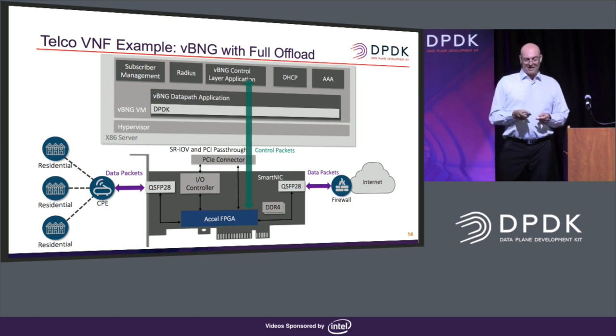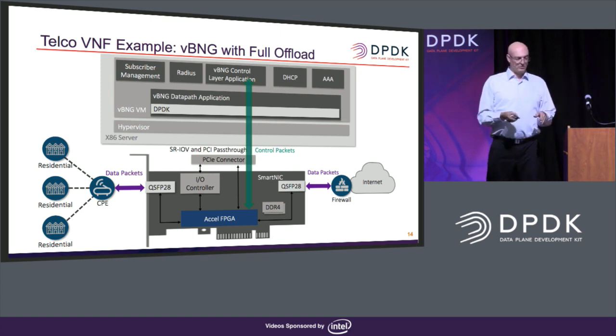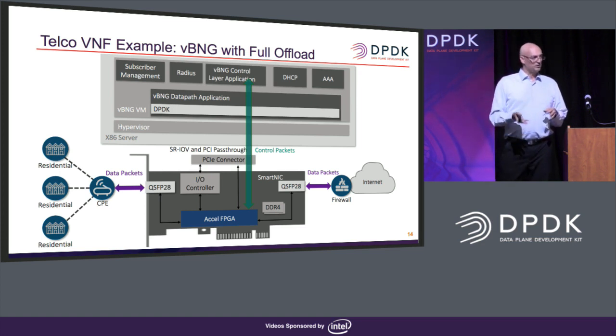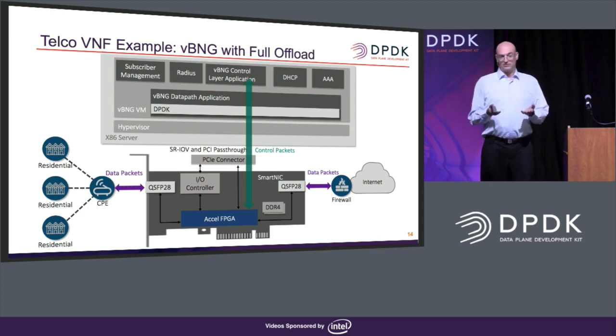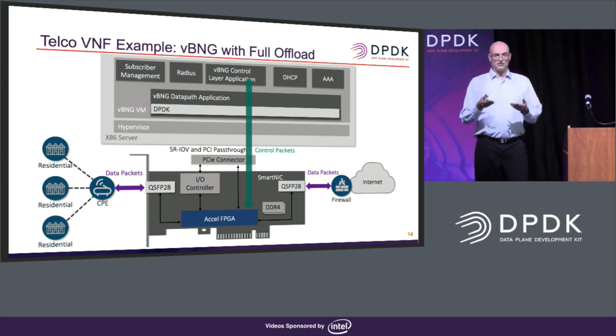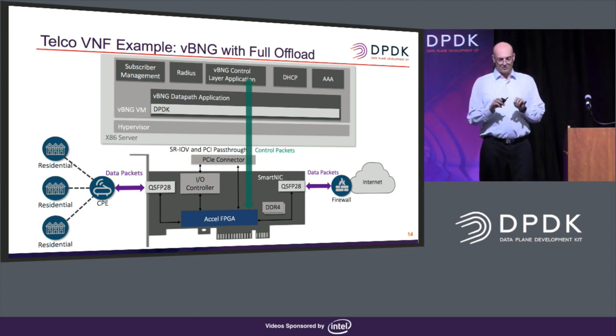So you have two data paths. You have the data packets going from left to right, going from the homes directly into the virtual firewall and then to the internet, and all the packets are flowing through the smart NIC. True enough, the first packet will go to the control layer, to the data path layer, and using some kind of, in this case, RTE flow, the consequent packets will flow directly. So just the first packet of each flow goes up, and that's it.